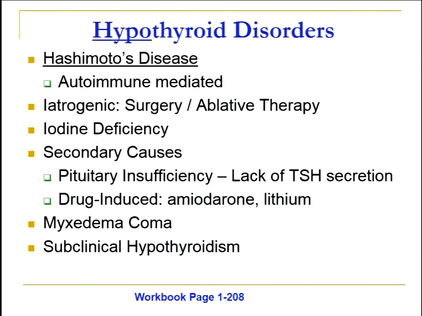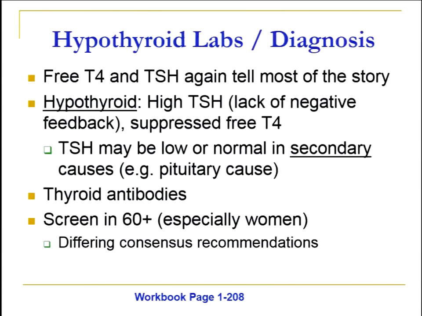You may not get all the adenoma out of the thyroid gland. Not too big a problem in the U.S., but some countries have a deficiency in iodine that can also lead to hypothyroidism. There will be some secondary causes, in particular an insufficiency of the pituitary gland, where you don't secrete any TSH. It can be drug-induced, just like we talked about before. Amiodarone can cause either hyper or hypo, and lithium is associated with hypothyroidism as well. We can have myxedema coma and subclinical hypothyroidism, but we're going to focus on Hashimoto's.